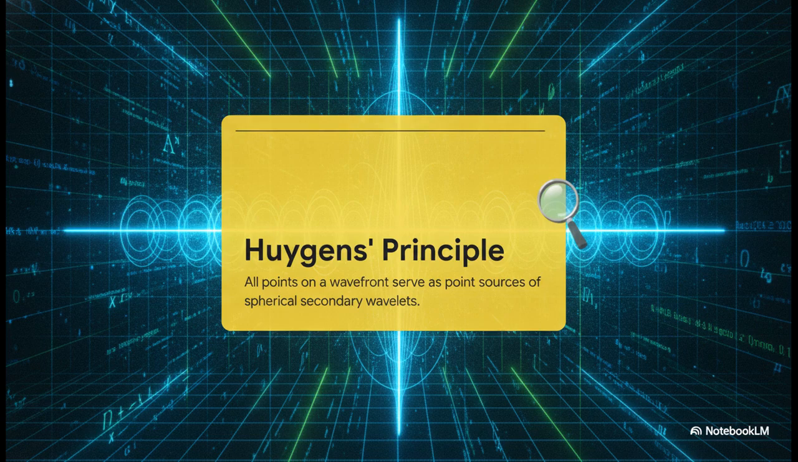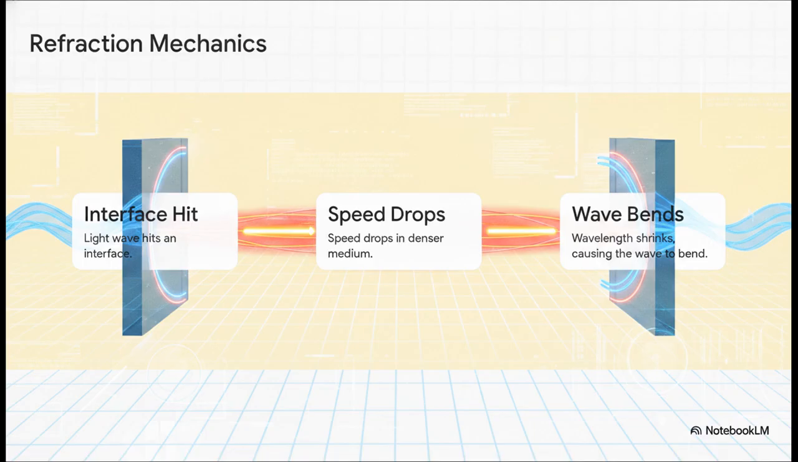Pretty wild, right? So the absolutely crucial point here is that when a wavefront hits a new, denser medium, say going from air into glass, its speed actually drops. And because the frequency of the light remains absolutely locked in, the wavelength is forced to shrink. This difference in speed right across the wavefront causes the wave to bend, and that's a process we call refraction.